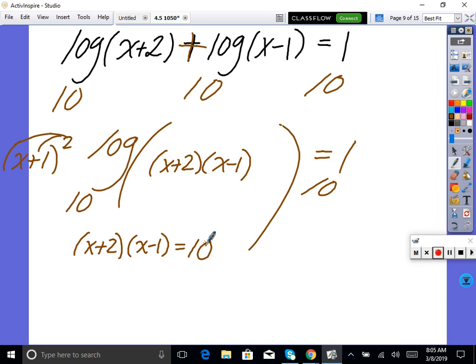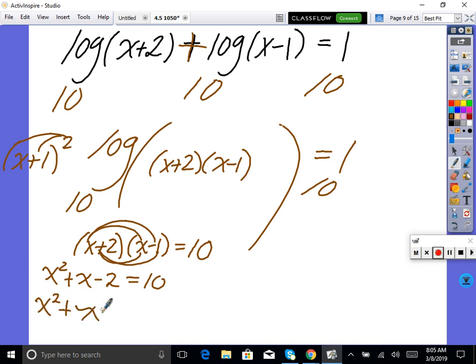Now this is a quadratic. Don't we need quadratics equal to 0? Well, if that's the case, then we need this in standard form. So that's what I'm going to do first. I'm going to multiply this out. X squared minus x plus 2x would be plus x. Then we have a minus 2 equals 10. So shouldn't I subtract 10 over? Yeah. X squared plus x, and then minus 10 over would be minus 12 equals 0.